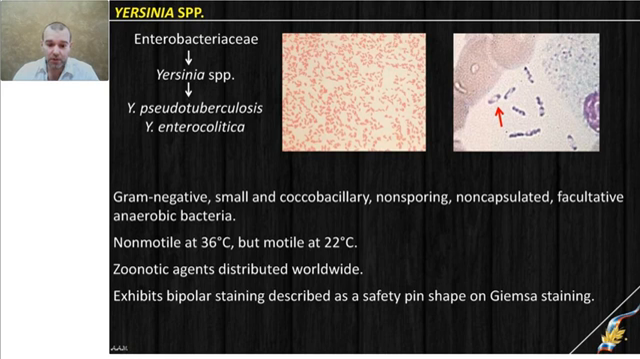It is distributed worldwide, and if you apply not a Gram stain but a Giemsa stain or methylene blue staining techniques, the bacteria appear as bipolar staining. The two ends of the rods are stained blue and the center appears transparent. It resembles a safety pin shape, a unique appearance.